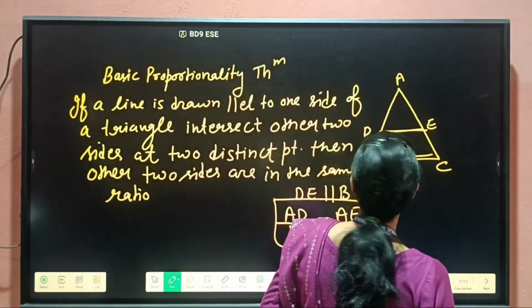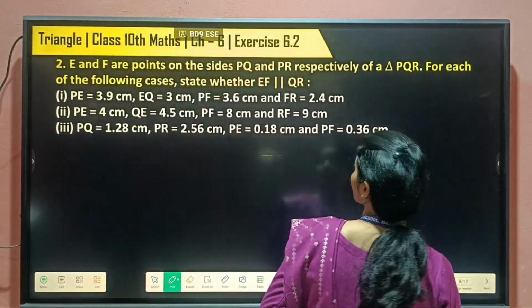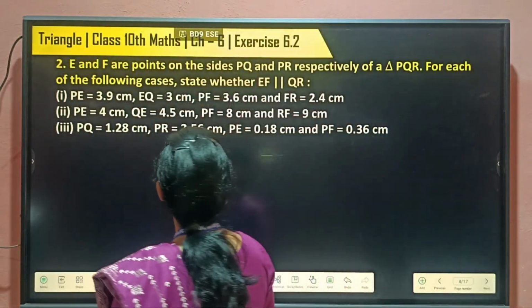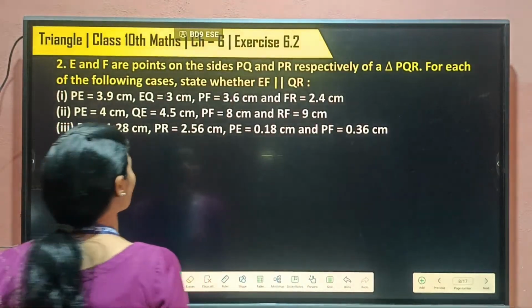What is the next question? E and F are points on the sides PQ and PR.